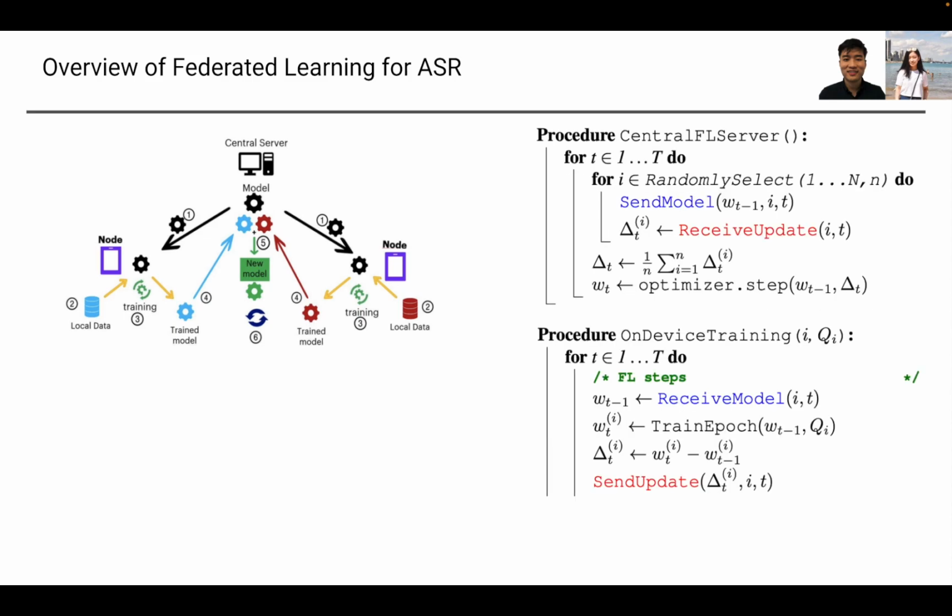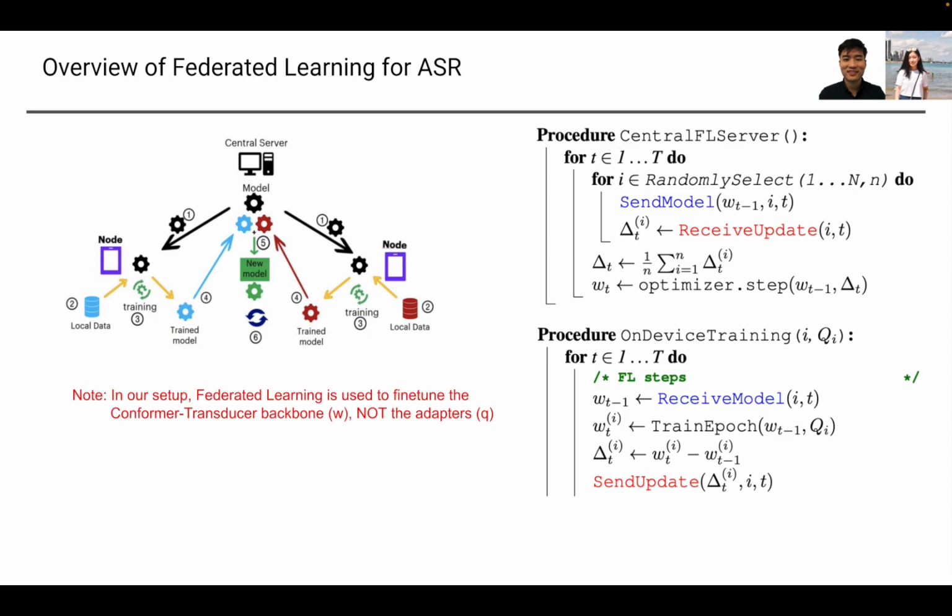More formally, we can write down the pseudocode, where the server will send out the model, and the device will receive the model and perform the training, and then send the locally trained model to the server for aggregation. And then the server will receive the models, perform aggregation, and generate the next version of the global model.